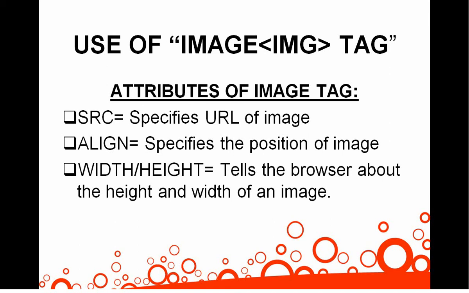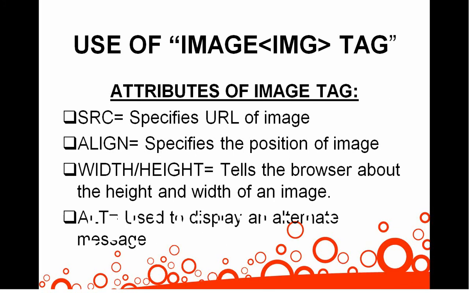The next attribute we have is width or height. It tells the browser about the height and width of an image that you have inserted. The next attribute is alt, or alternate. What it does is display an alternate message when your browser is not able to load your image. Okay, so let's proceed.